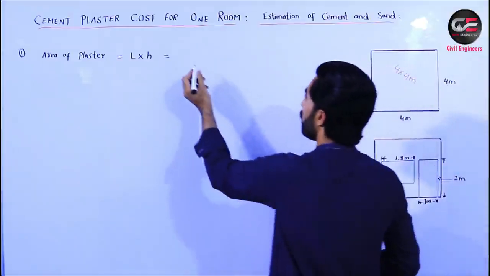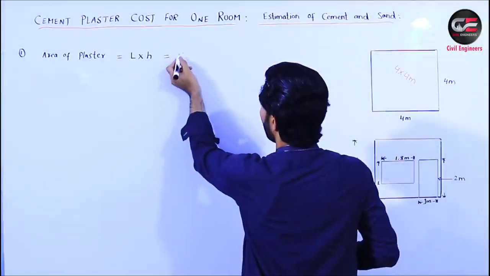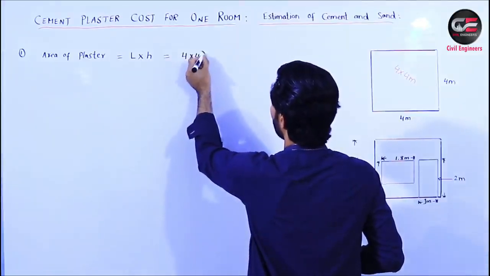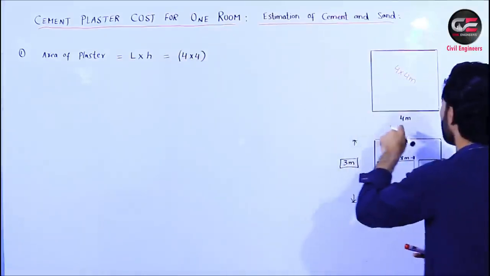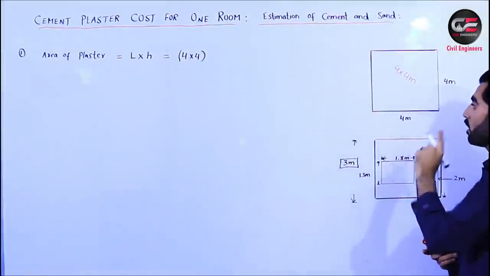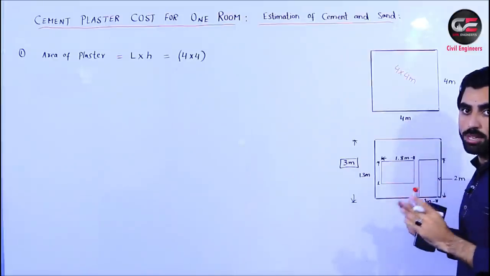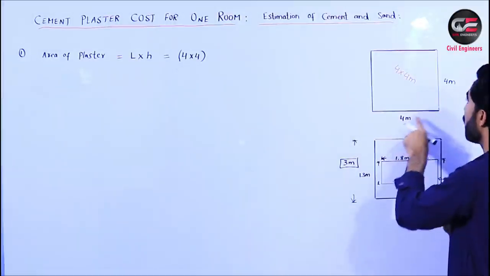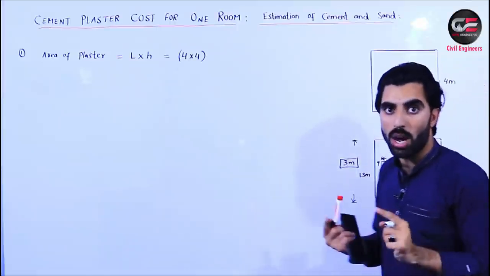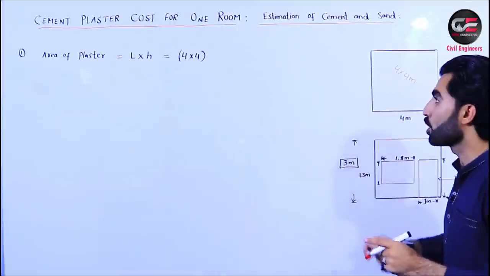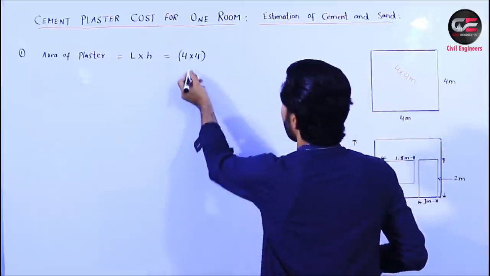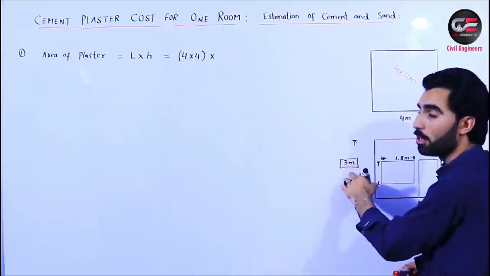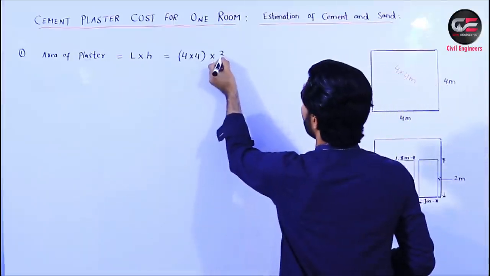Okay, so here we get 4 multiply 4. How? Because the length and width are equal, this is a square room. So one side is 4 meter, so 4 meter multiply 4 walls. 4 numbers of walls we have in this room. So 4 multiply 4 multiply height. Height is 3 meter, so multiply with 3.